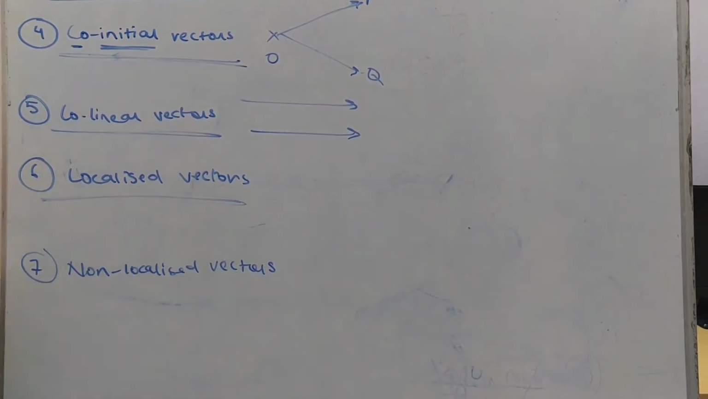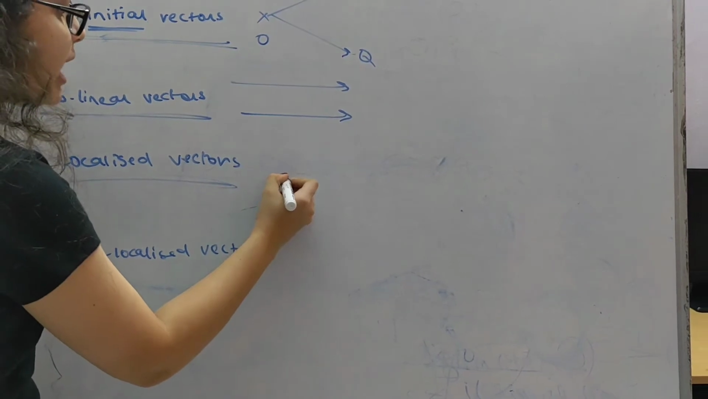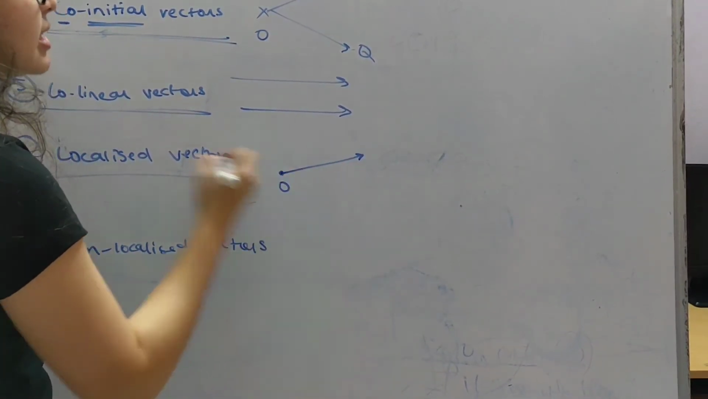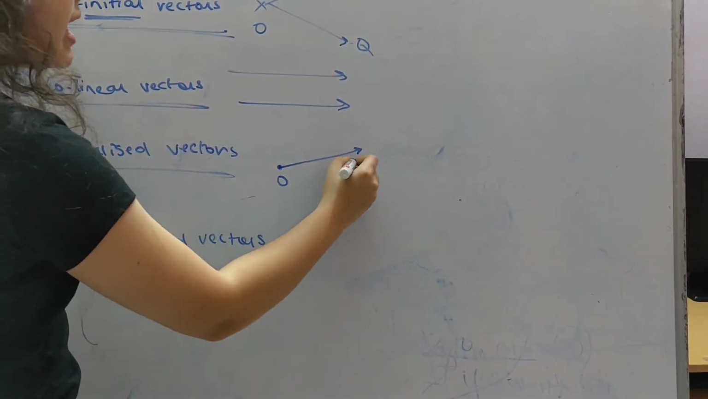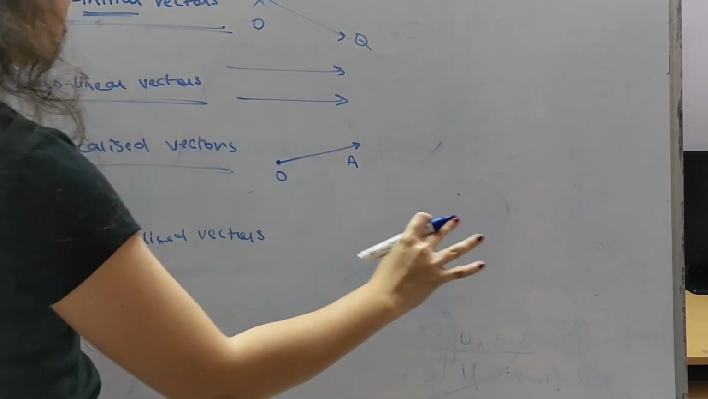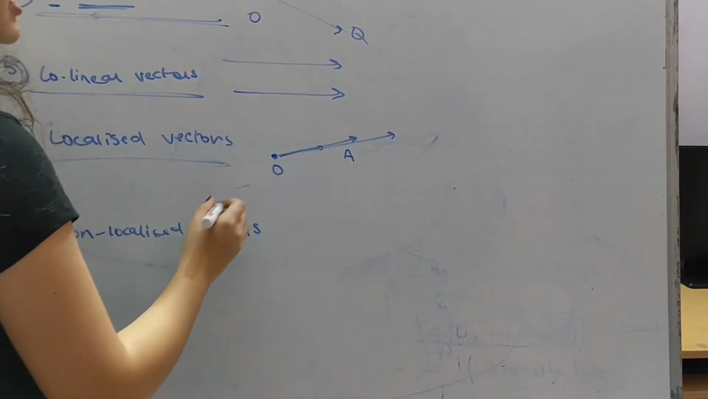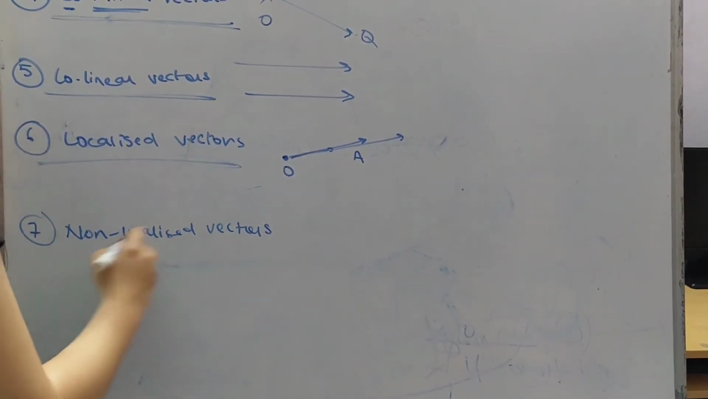Next is the localized vector. They have a fixed starting point. So I say that this A will always start from O. Then A will always start from O. It cannot change its position anywhere. So it can increase or decrease in size, but its starting point will always be O.